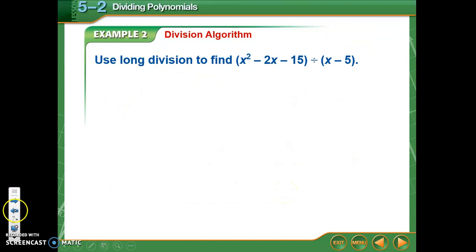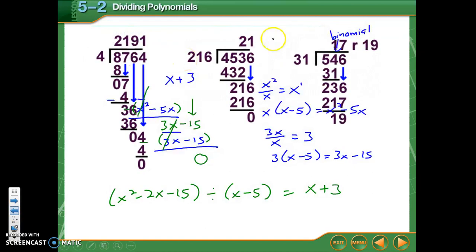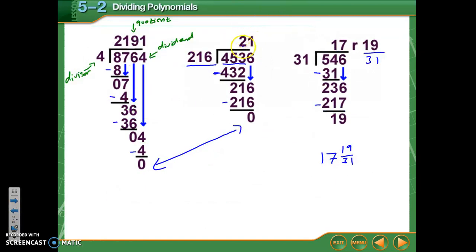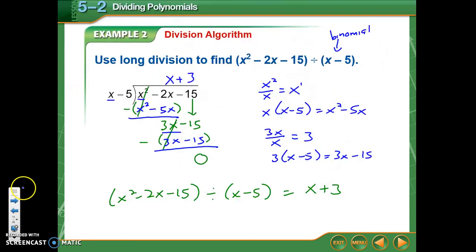And just like if we went back to the previous slide, my answer here means that if I take 21 times 216, I would get 4,536, right? Same way with this long division algorithm, if I were to take x plus 3 times x minus 5, my quotient times my divisor, I would get my dividend.